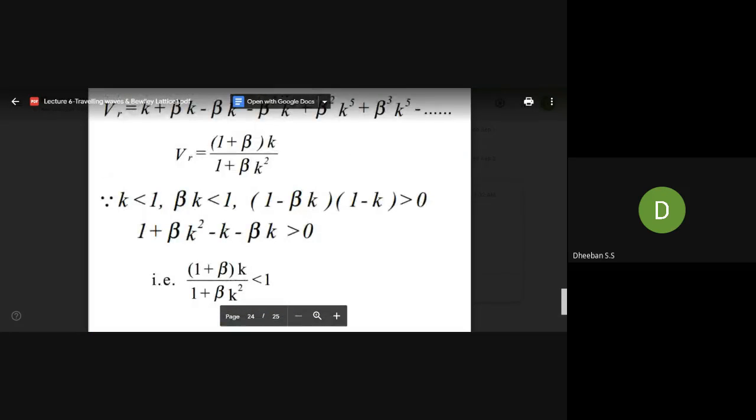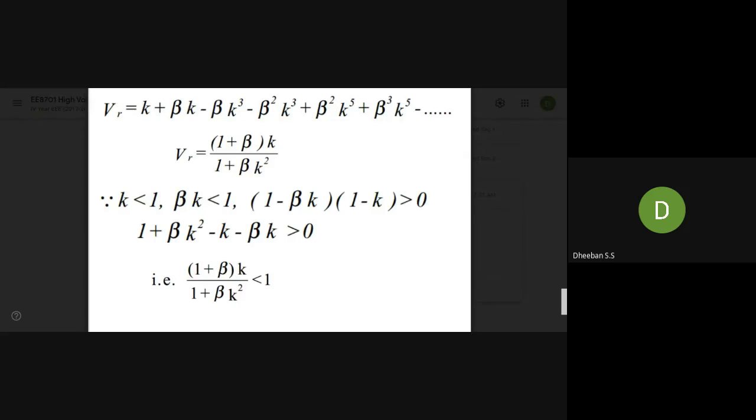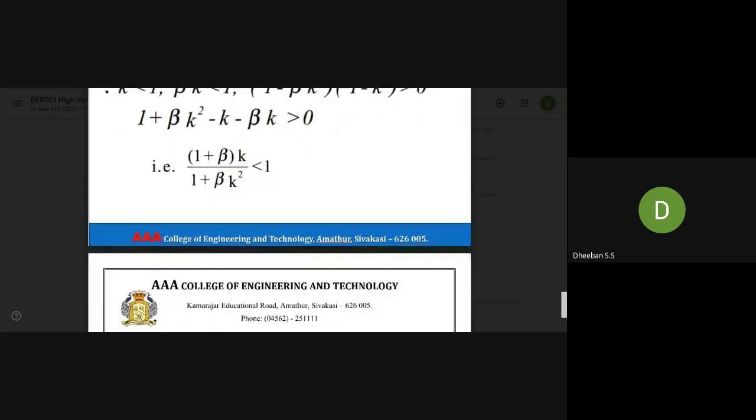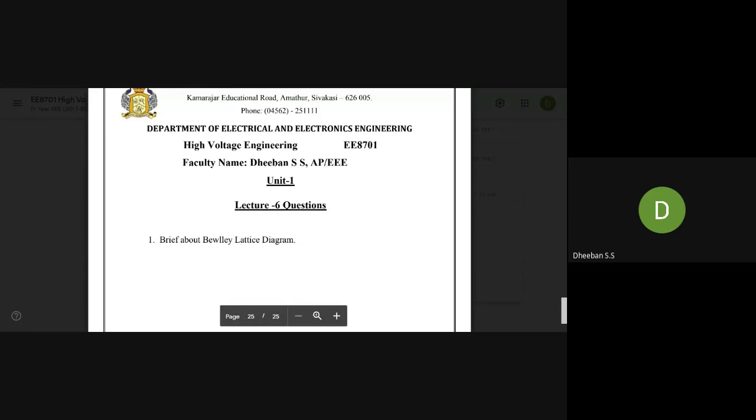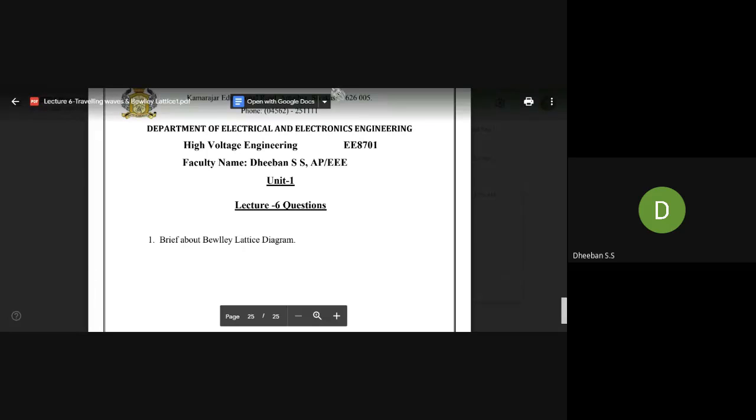I know it will be very difficult to understand these kinds of derivations in this situation. If it is on the chalk and board, it will be easy. From this, the possible question they might ask is about your Bewley lattice diagram in part B. You can also refer to your previous year questions. They would surely have asked it there, but you are the first batch who are writing this.